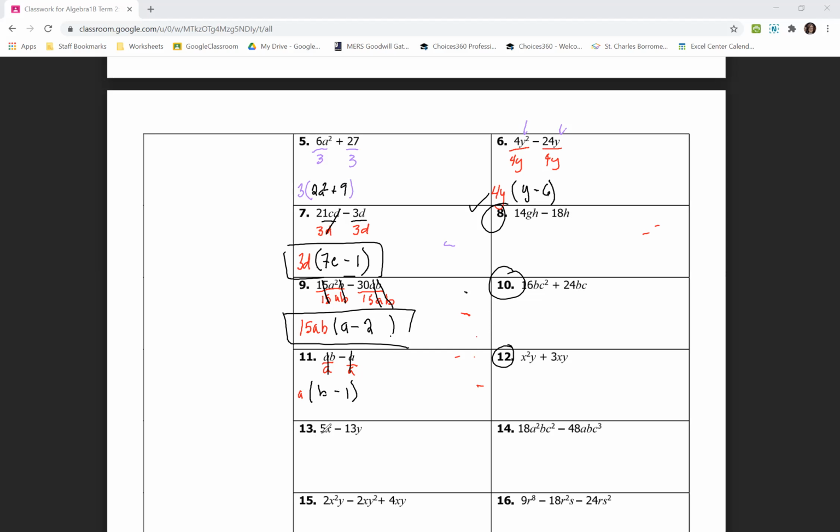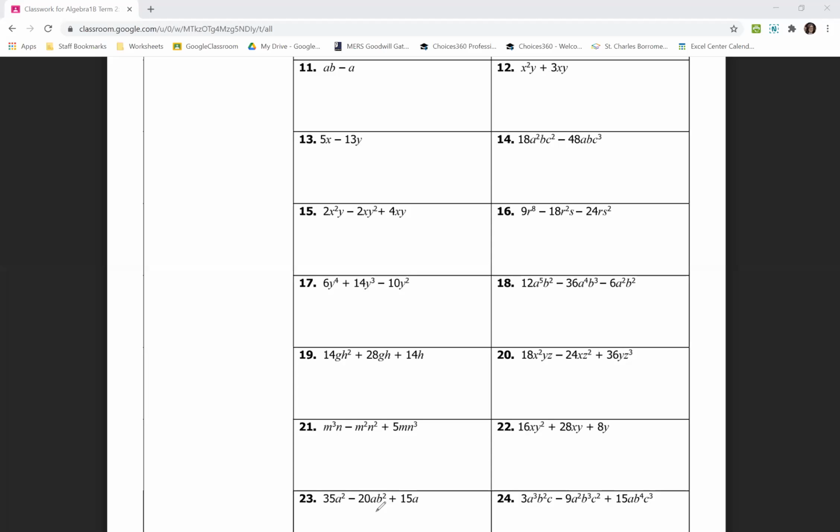Okay, I am going to leave number 12 for you guys. 13, let's look at the numbers 5 and 13. Is there anything I can divide evenly into 5 and 13? No, there's not. And do they have any common variables? No, this has an X and this has a Y. There's nothing that I can factor out of both of those. So this value is prime. Okay, so now let's look at 14.